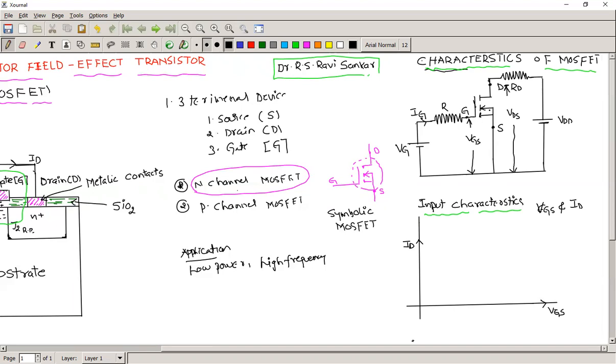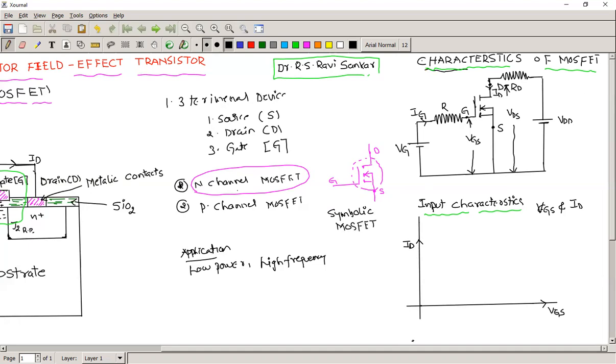Once the MOSFET is on, the magnitude of this current, this drain current, this is the current which is passing at this point, that is nothing but drain current. Once the MOSFET is on, the drain current is highly dependent upon this voltage as well as this resistance. Now, if we draw characteristics, if you draw a graph between this voltage to this current, that is nothing but input characteristics.